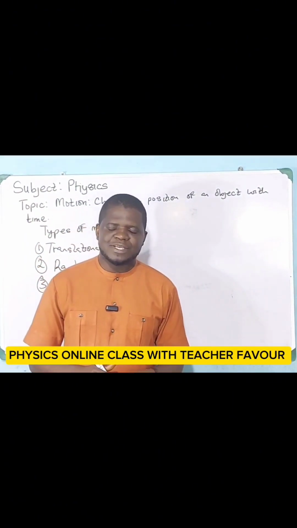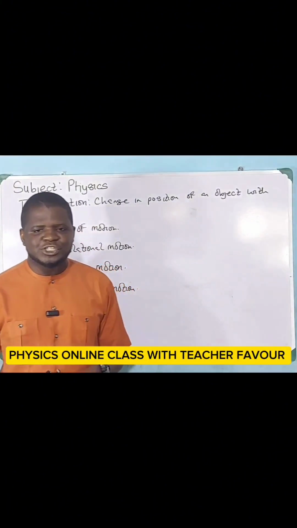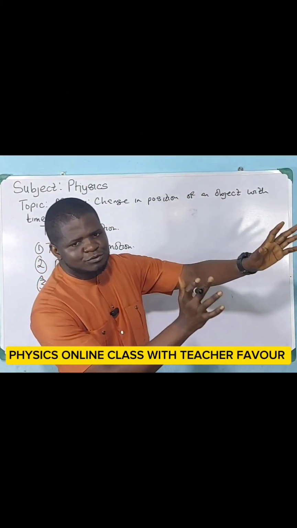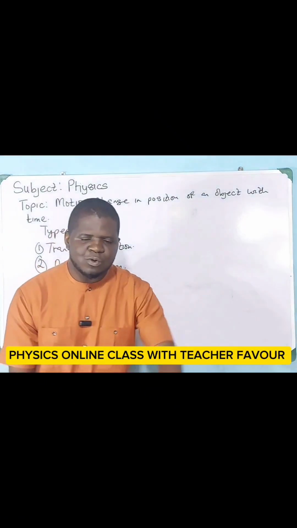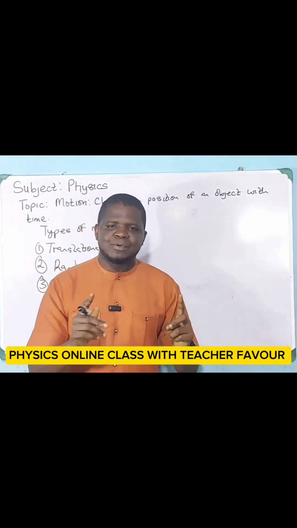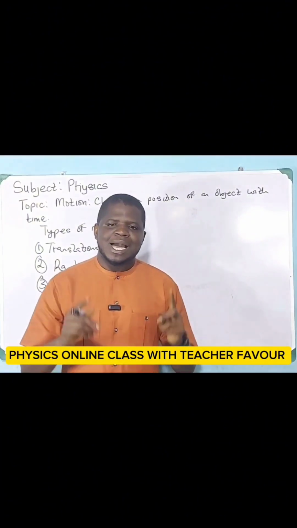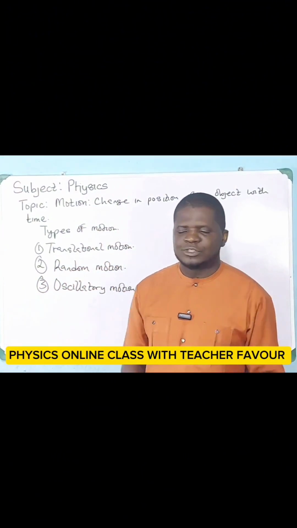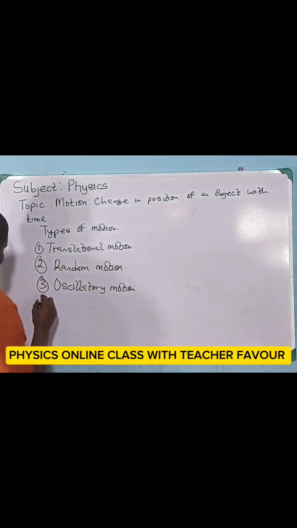Another example of an oscillatory motion is the motion of a child swing. Child swing, if you push it, it will move to and fro. So any object that moves to and fro is an example of oscillatory motion. And another name for oscillatory motion is what? Vibratory motion. Then number 4.